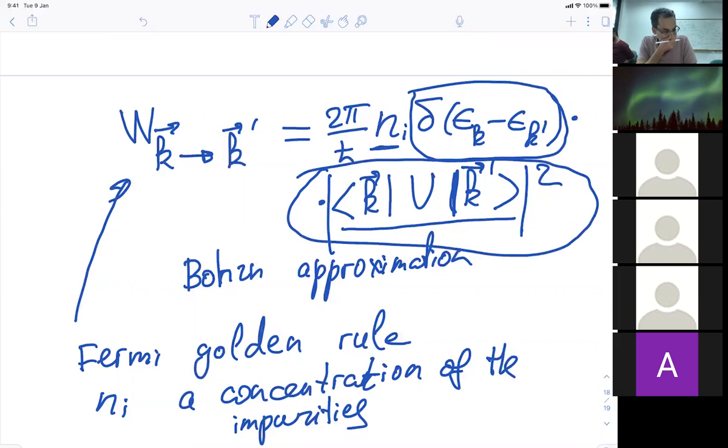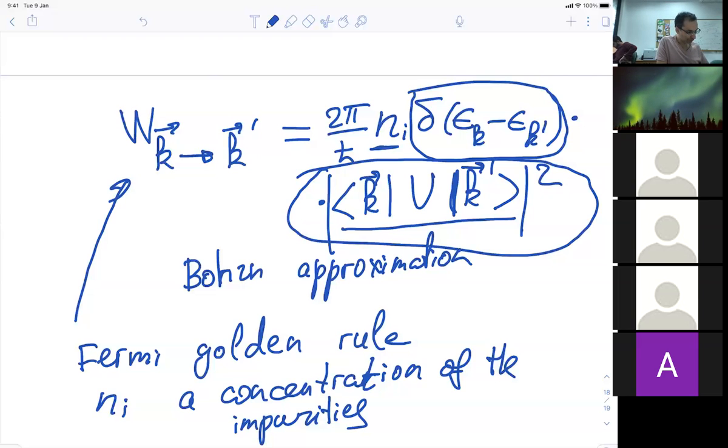What is the approximation itself? It's a Born approximation. But where did you use it? What is the meaning of the approximation? The entire equation is the Fermi golden rule, but where is the approximation? Okay.